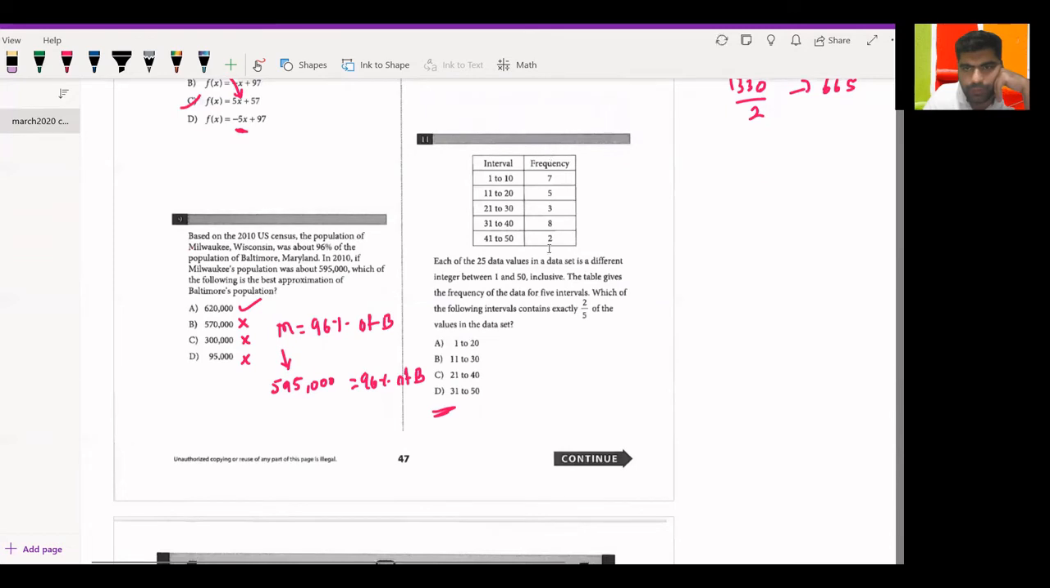Interval frequency, 2/5 of the values. So I'll calculate the total number of data points by calculating the total frequency. So 7, 5, 12, 13, 15, 25. 2/5 of 25 appears to be 10. So it is not obviously here. This is not 10. This is not 10. But I can notice that the last two are 10. So 31 to 50. D.